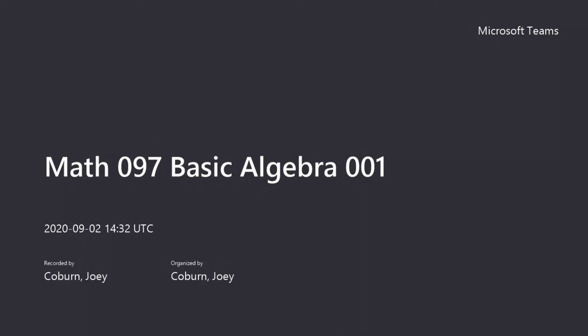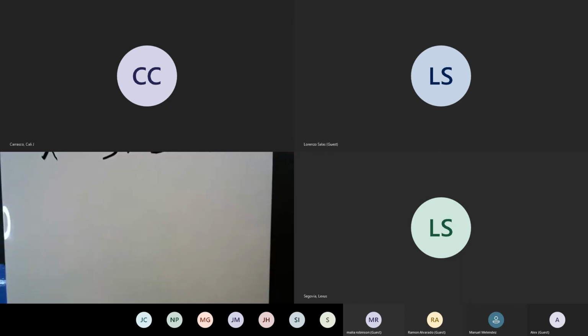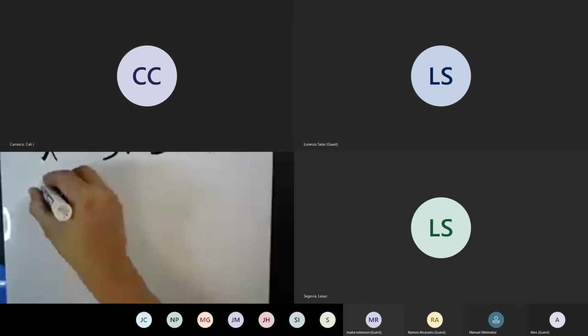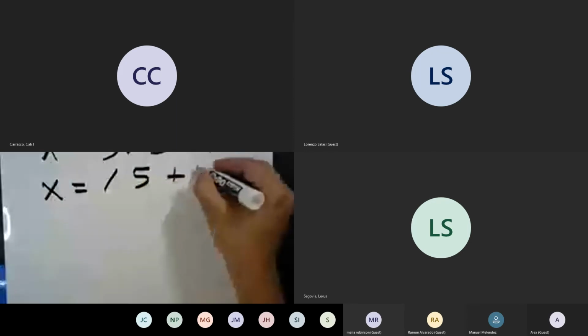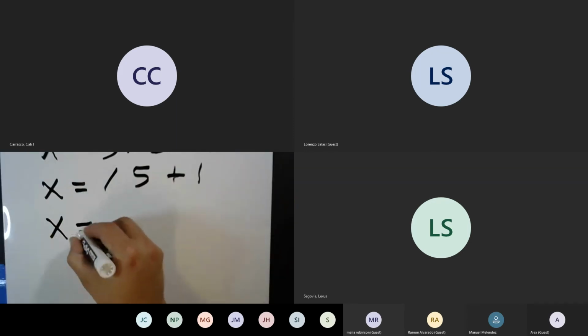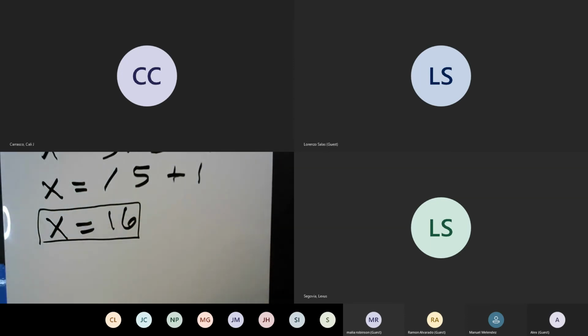This is what we do when we do arithmetic. And we would get x is 16. So we've identified the unknown number.